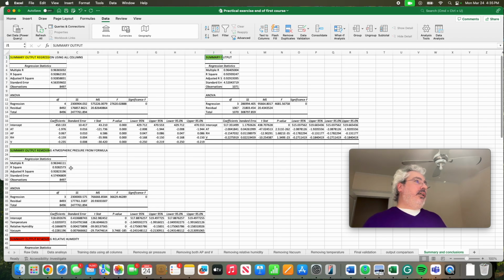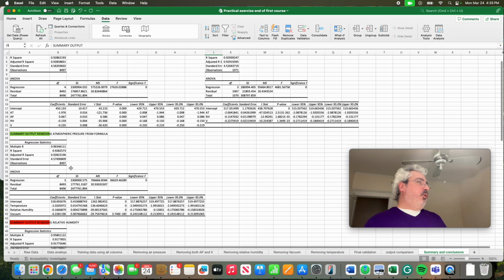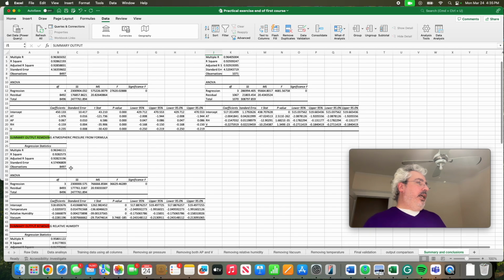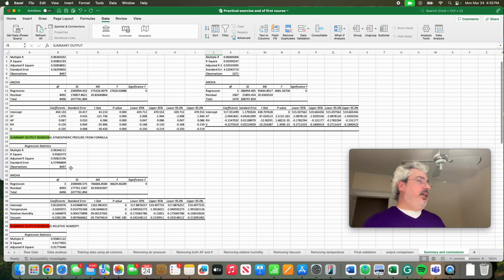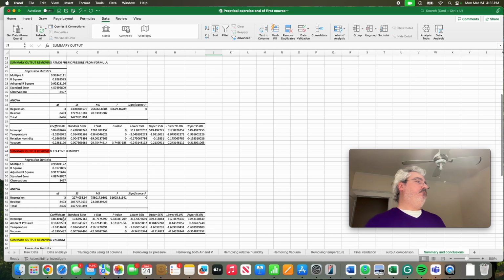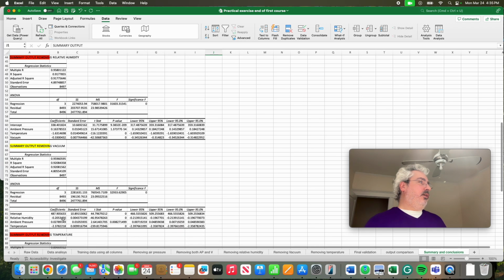If I look at the results after I remove atmospheric pressure from the formula, I get similar results in multiple R, and I got a slightly higher coefficient of 518. When I remove relative humidity, I obtain 0.95 and 338 as the intercept coefficient. So this is the worst possible feature to be removed, because it seems to be affecting the model.